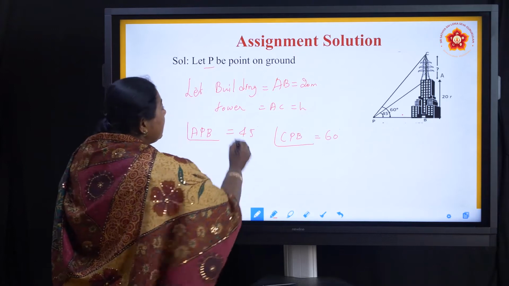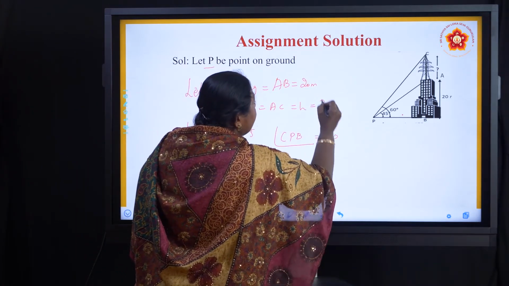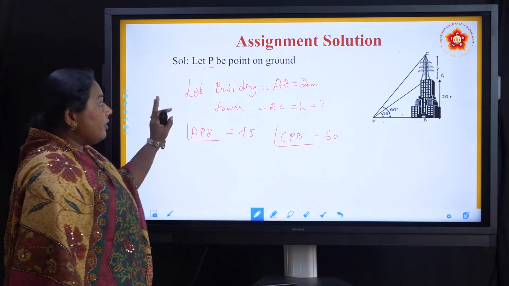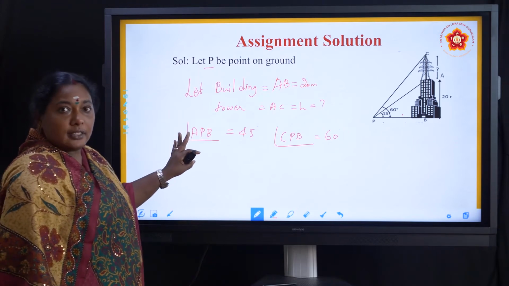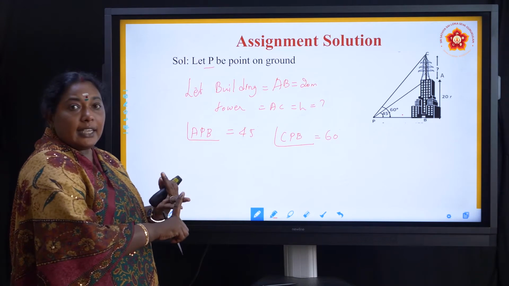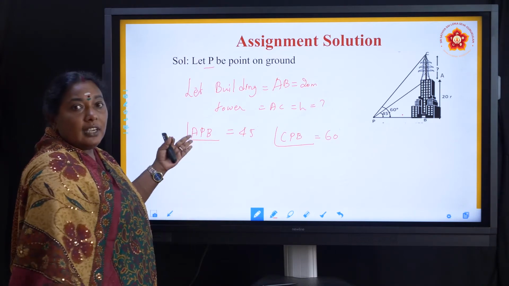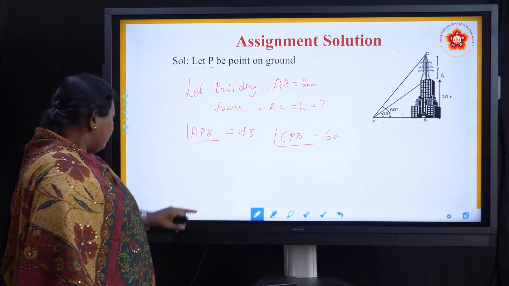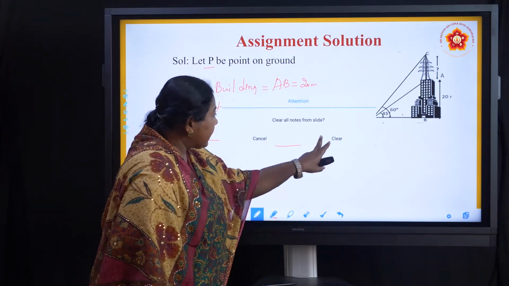And what I have to find? The tower height I have to find. I have written what is given and what I have to find. Right? This is the third part. First part diagram, second part naming the diagram, and third part what is given and what I have to find. Okay? So let us move on to the next.